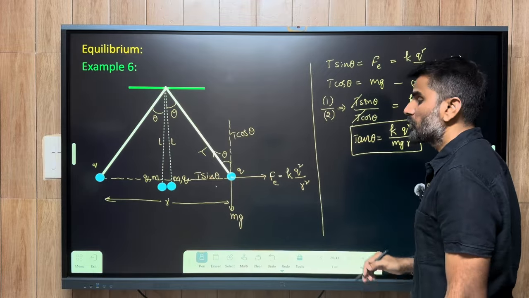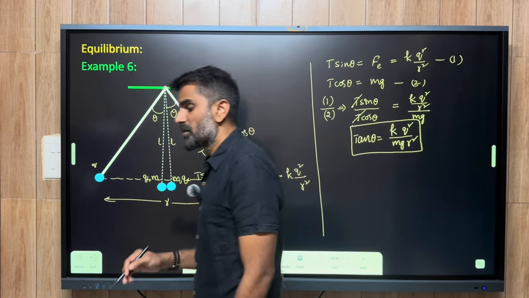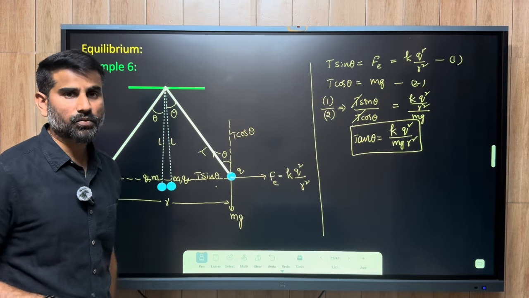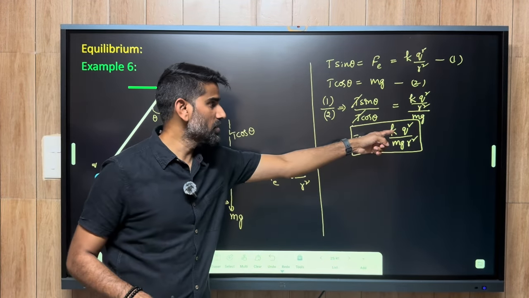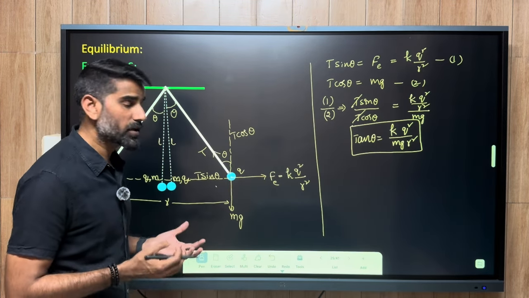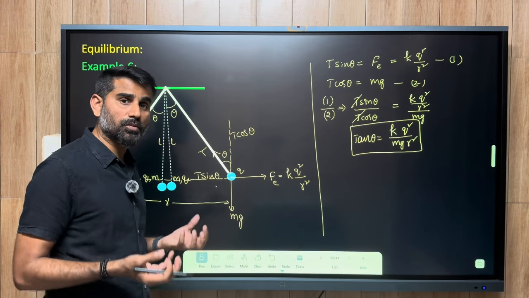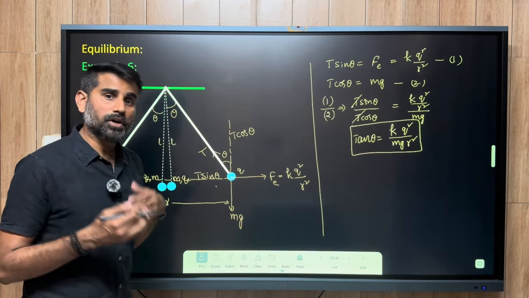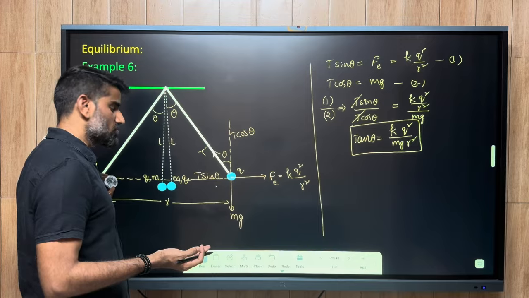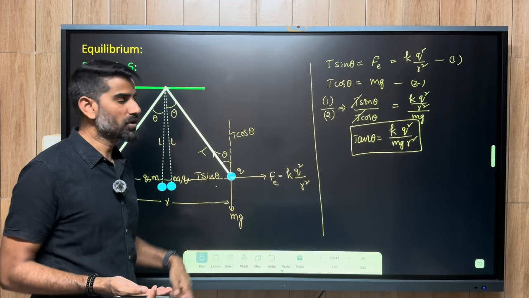So this is one important relation where we can find the angle made by the strings with the vertical, where K is Coulomb's constant and Q is the charge on each sphere. I have already told you, I have given an equal amount of charge to both the spheres, but you can give different charges as well. Let's say you give Q1 charge to one sphere and Q2 charge to the other sphere.